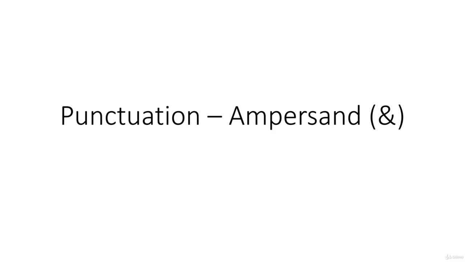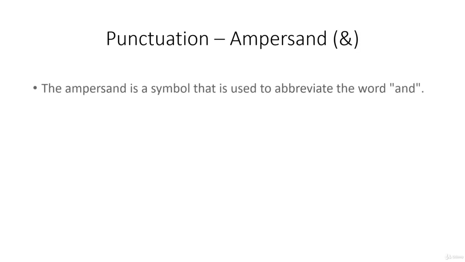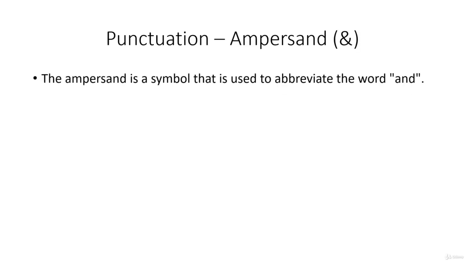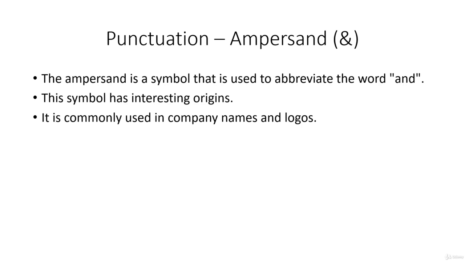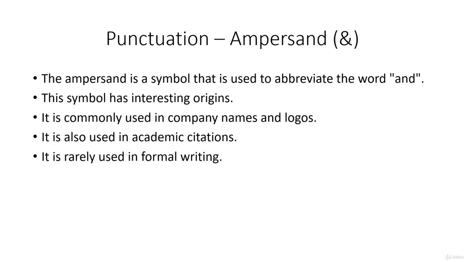This punctuation lesson is all about the ampersand. The ampersand, which is a symbol you can see there in brackets in the header, is used to abbreviate the word and, and it actually has quite an interesting origin. We commonly use an ampersand in company names and logos. We also use it in academic citations. However, it is rarely used in formal writing.